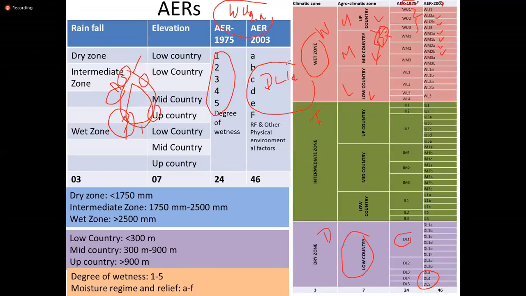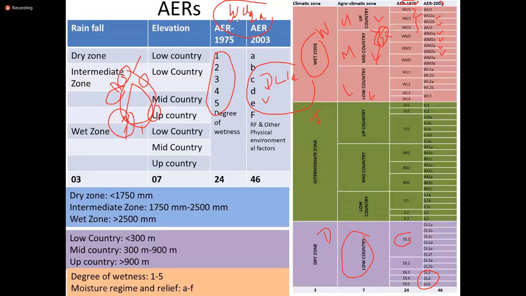Based on the notation, I will ask you some questions, so then you should understand. Now you understand how you can differentiate both agroecological regions. So you can see this is wet zone, this is dry zone. So then you can see the rainfall characteristic, right?